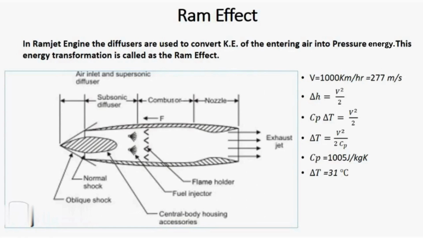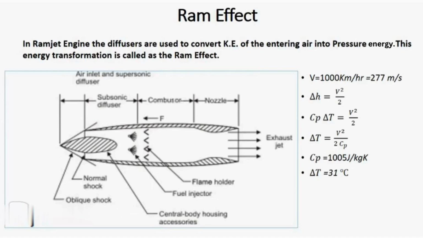Another observation from the ram effect is elaborated here. We are aware that velocity is 1000 kmph, which is almost equal to 277 meters per second. It will cause a change in the enthalpy of air. It is formulated in this mathematical formulation. Change in enthalpy delta H is equal to the square of velocity divided by 2.